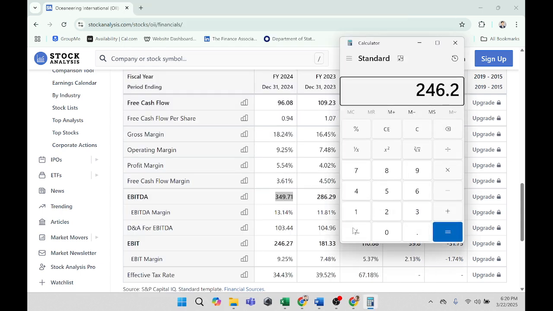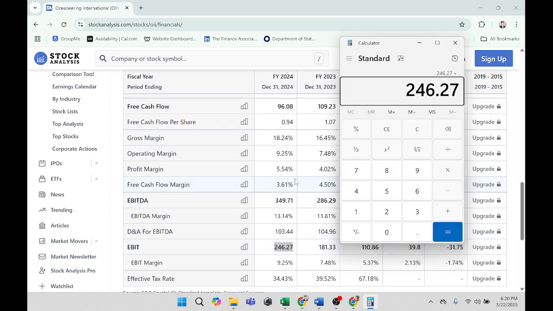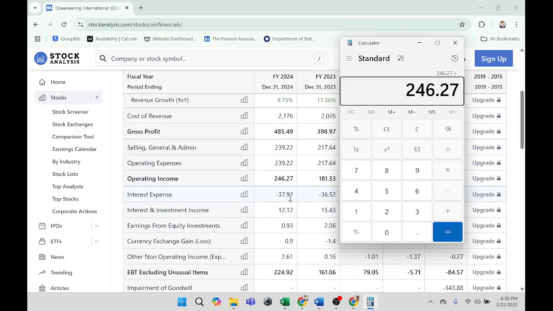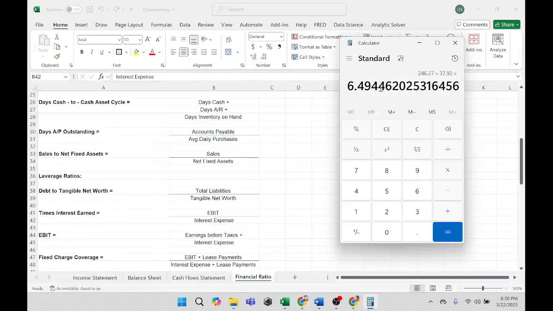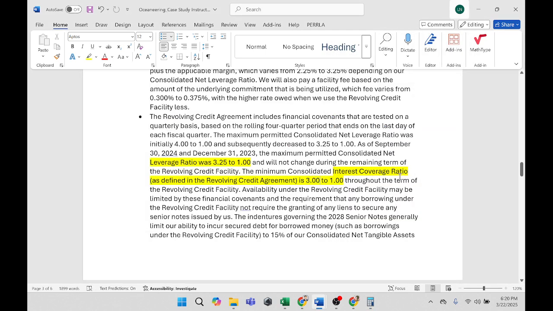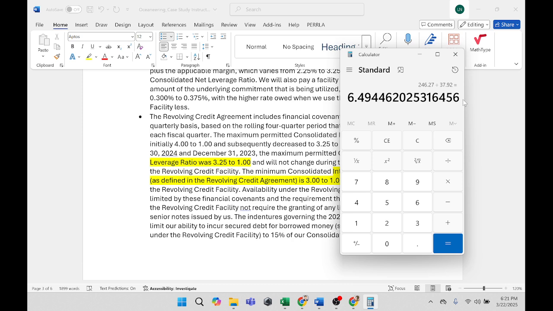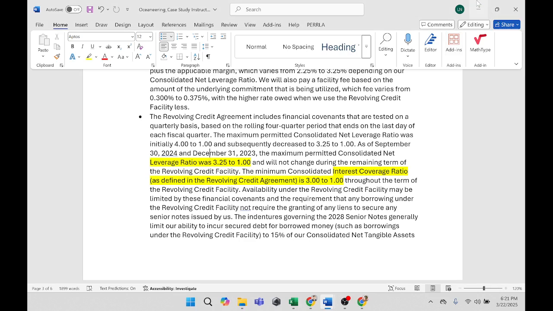EBIT, 246.27, divided by, so you guys see here, right? Divided by the interest expense up here, 37.92. So that is 6.5. So is it a good thing or a bad thing? It said that it has to be greater than 3, right? I'll leave it for you guys to interpret that. Remember, you could also divide multiple years to see the trend over time. But these two are the most important ones.